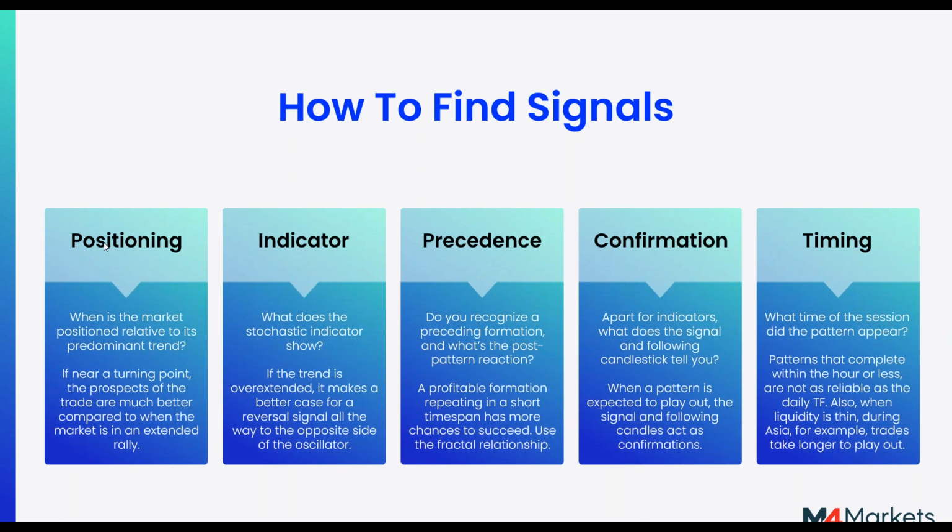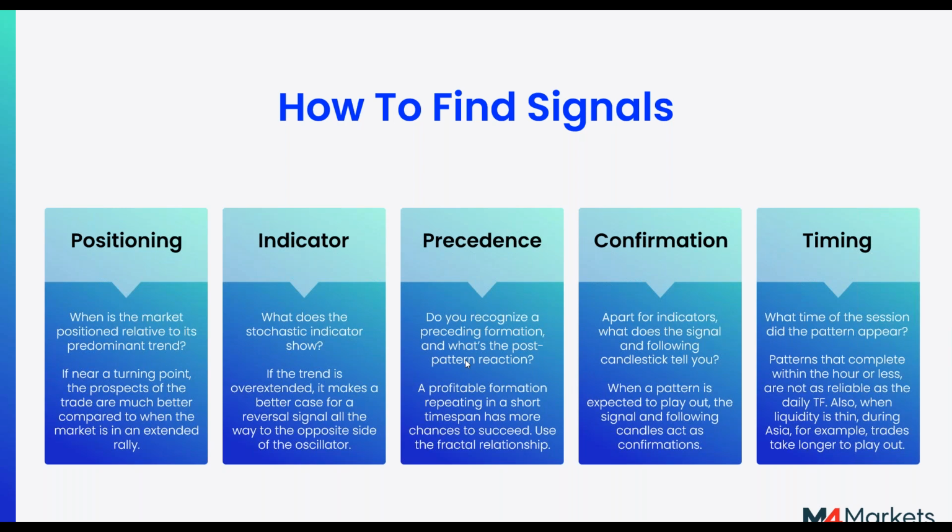Precedence. This is not always the case, but sometimes it's there. First of all, do you recognize a preceding formation? And what is the post-pattern reaction? To give you an example, let's say I'm looking at the chart right now and I'm seeing an engulfing pattern, but then I'm looking 5 candlesticks back and I see another engulfing pattern that didn't play out. That's why I need to see the post-pattern reaction, because if it didn't play out then, there's more chance that it won't play out now. Or we need to identify why it didn't play out.